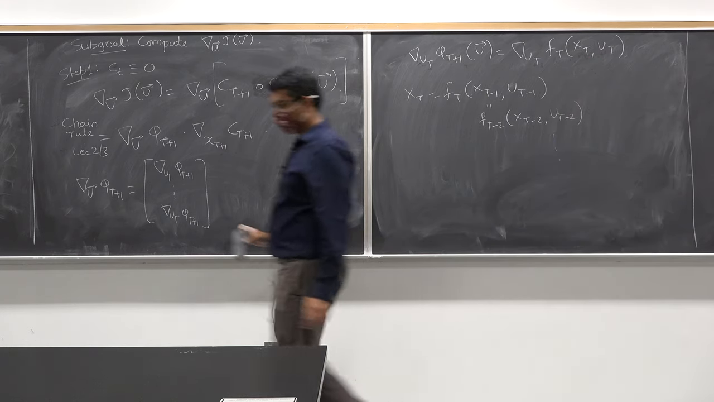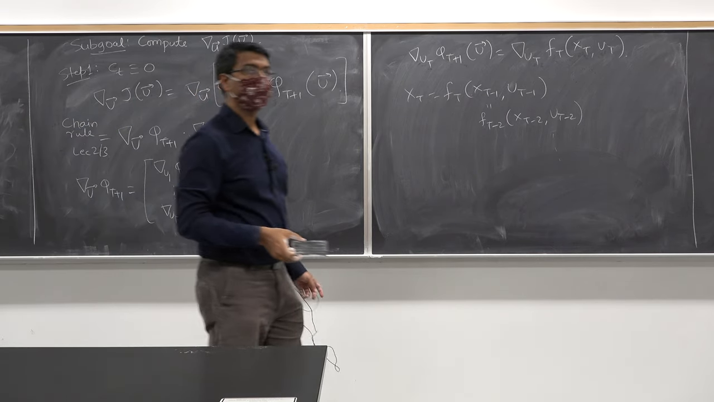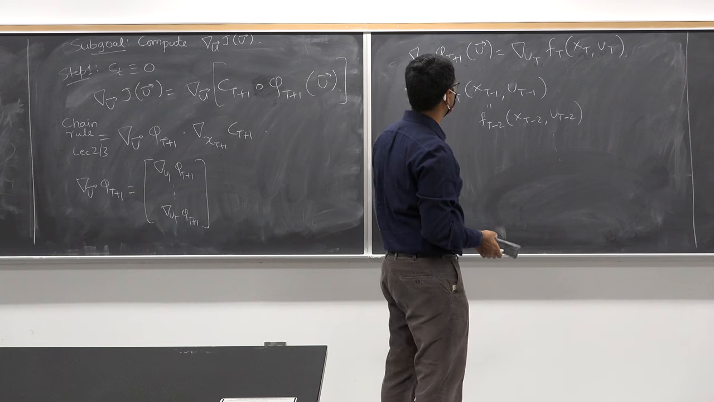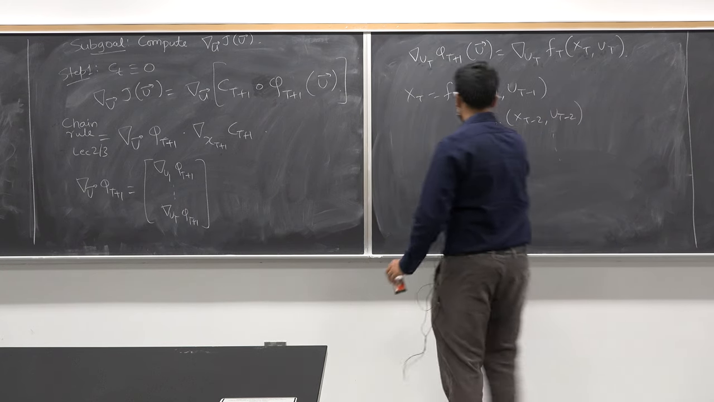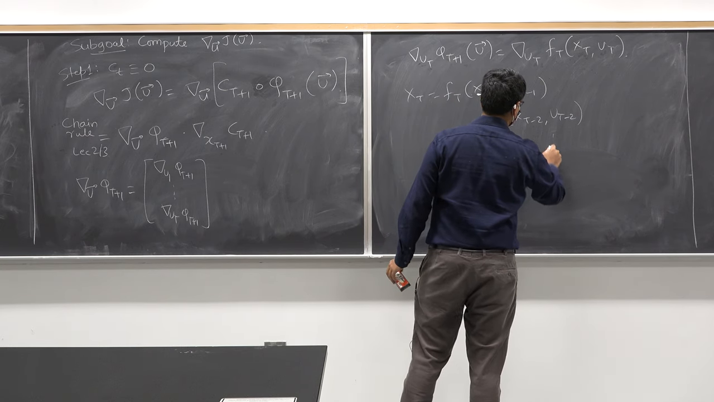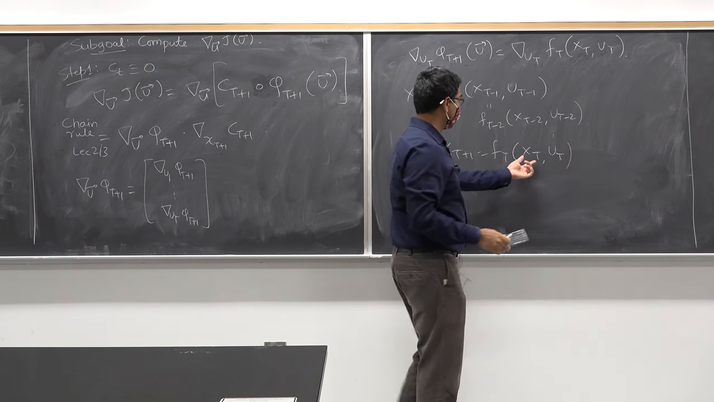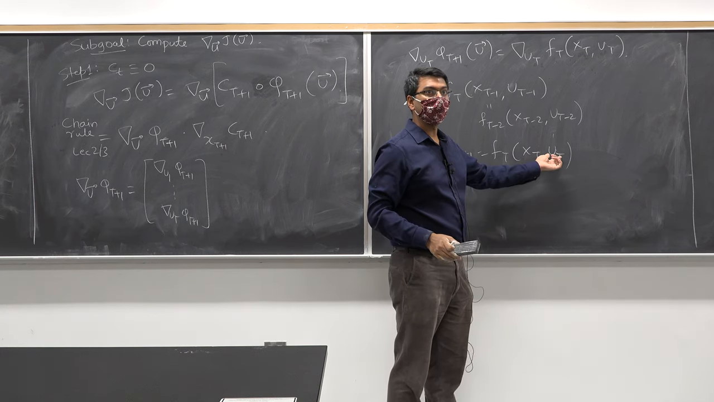Okay? Any questions? Yes, please. So if it was like xt plus 1, then it would depend on ut? Xt plus 1, yes. Because xt plus 1 equals ft of xt, ut. So xt doesn't depend on ut, but xt plus 1 depends on ut, for sure.